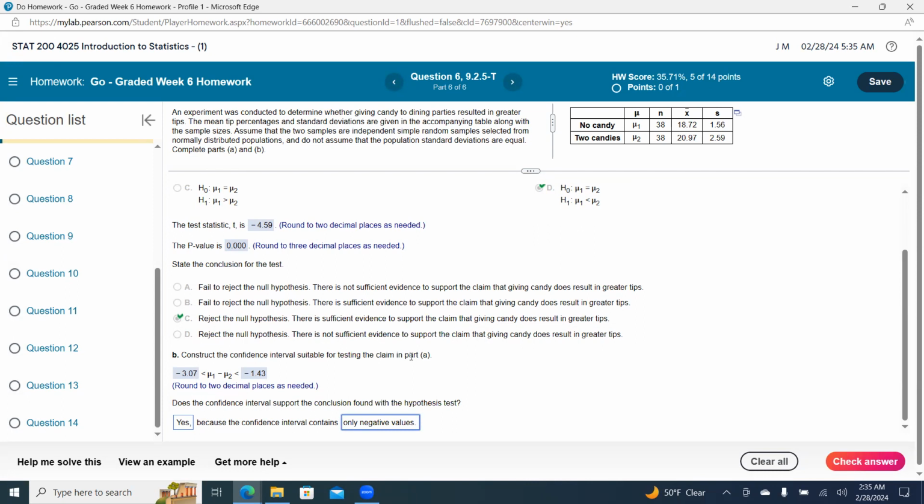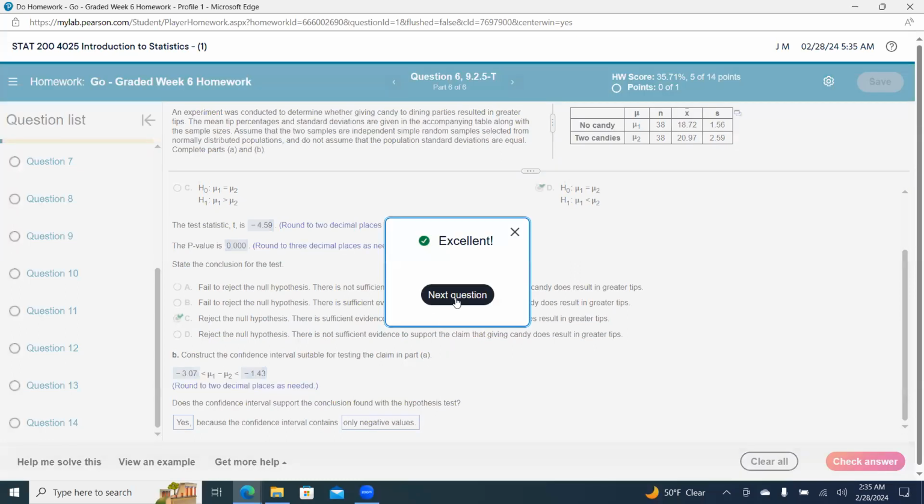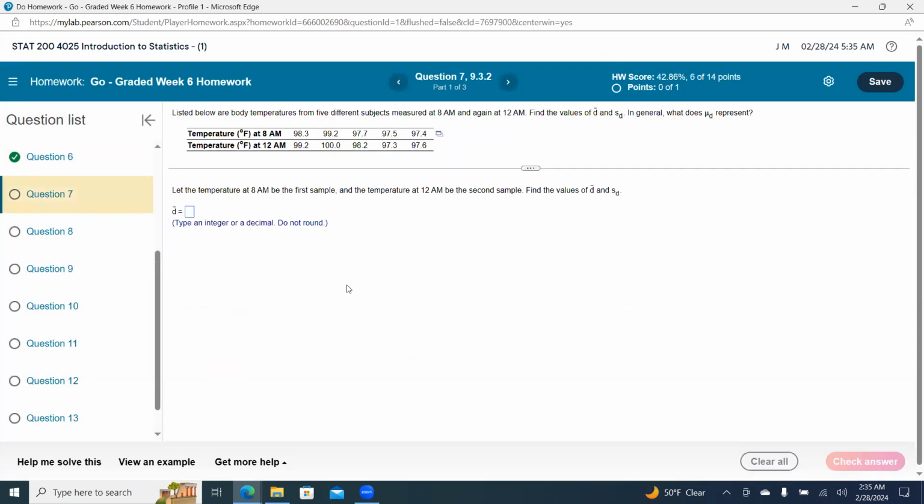So only negative values means there is evidence that the means are different, that there's evidence of the alternative that mu1 is less than mu2, or mu2 is greater than mu1.